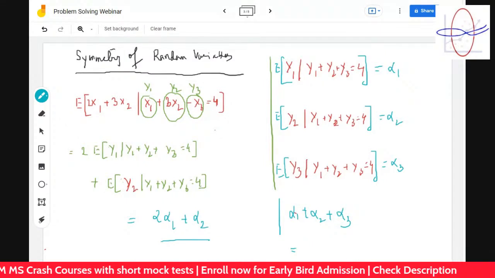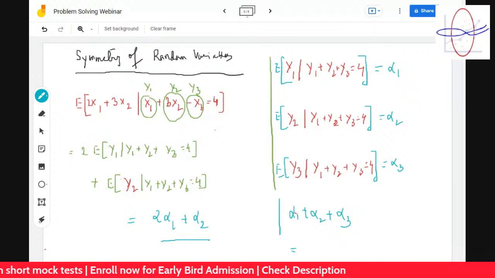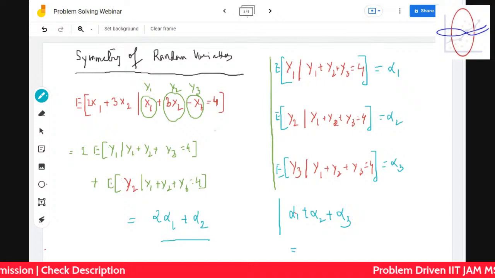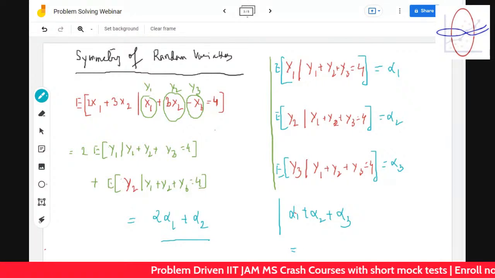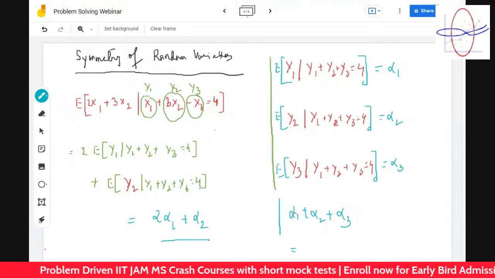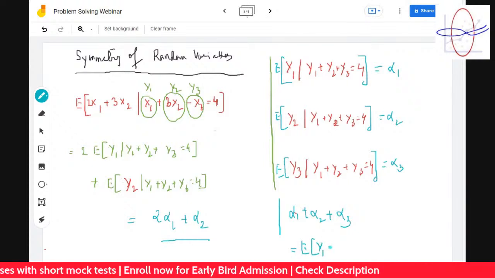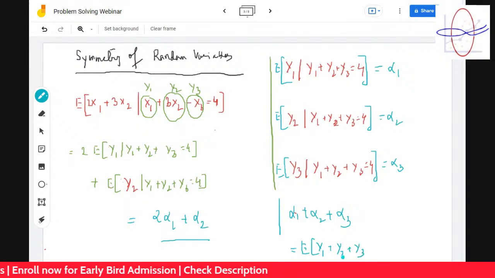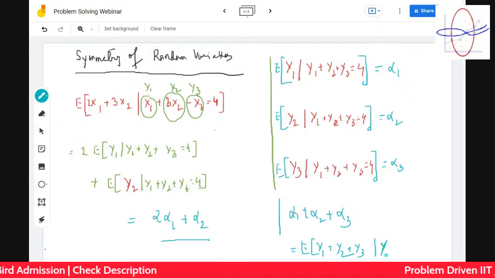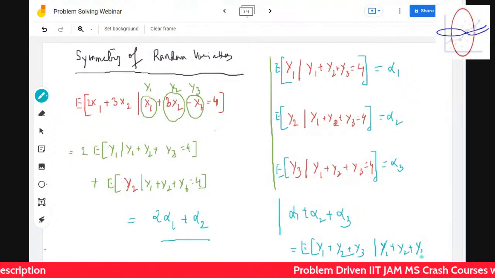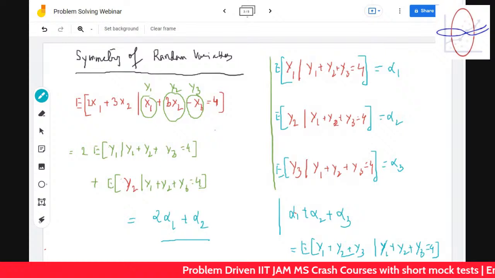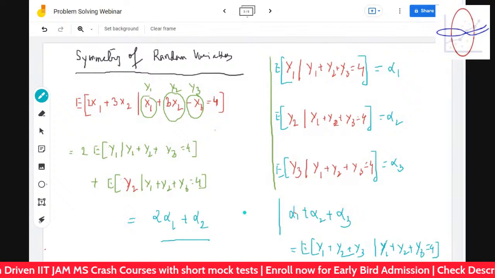Sir, will it be 1? Why is that so? I was applying the concept, like alpha 1 plus alpha 2 plus alpha 3, we can write it as expectation of y1 plus y2 plus y3 given y1 plus y2 plus y3 is equal to 4. So it will be 4. You're right. Very good. So it's given that y1 plus y2 plus y3 is constant, and it's asking you to find the expectation of that given that constant. So it is 4, right? So alpha 1 plus alpha 2 plus alpha 3 is coming out to be 4.